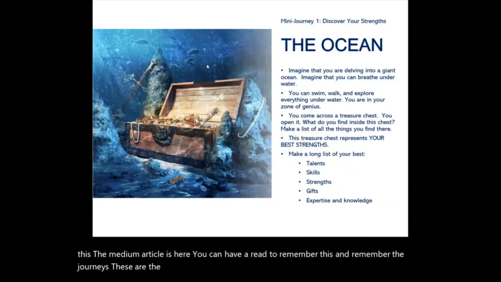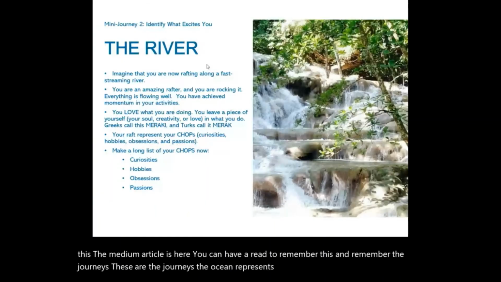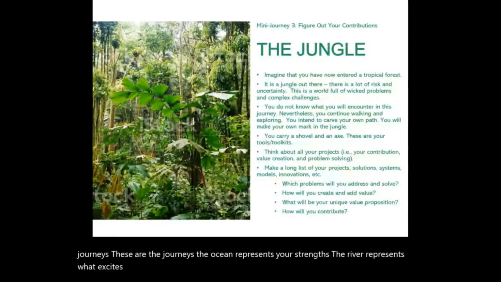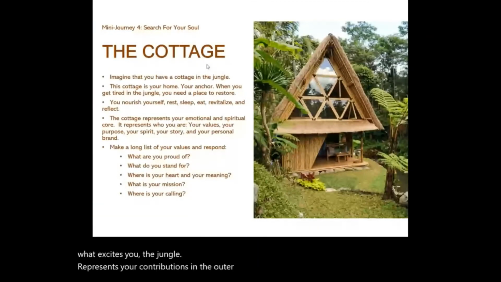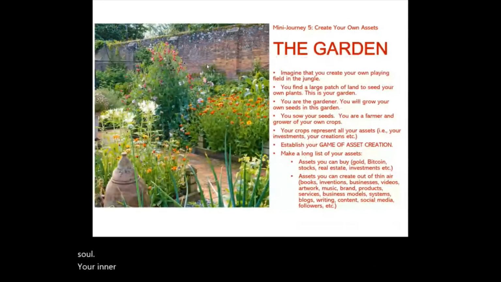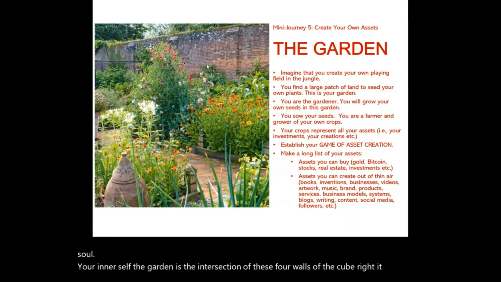The ocean represents your strength. The river represents what excites you. The jungle represents your contributions in the outer world. The cottage represents your search for the soul, your inner self. The garden is the intersection of these four walls of the cube. It is called the garden.